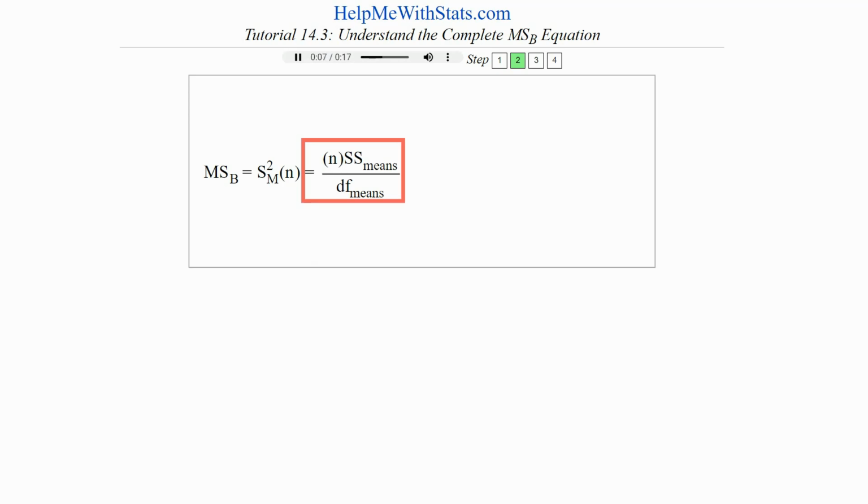The variance of the means, s squared m, is equal to the sum of squares means, SS means, divided by degrees of freedom between, df means. The degrees of freedom between means, df means, can also be written as the degrees of freedom between, dfb.